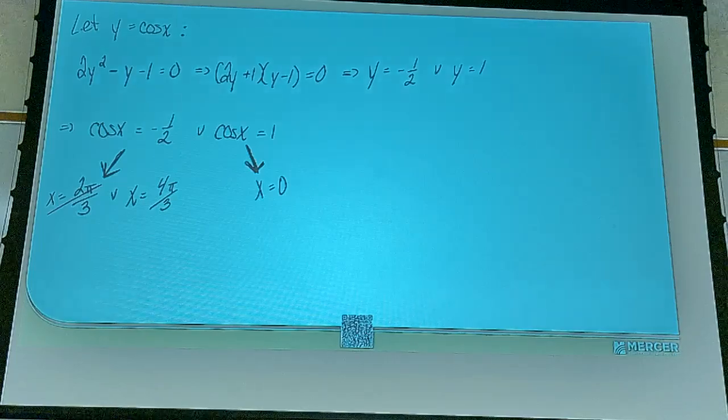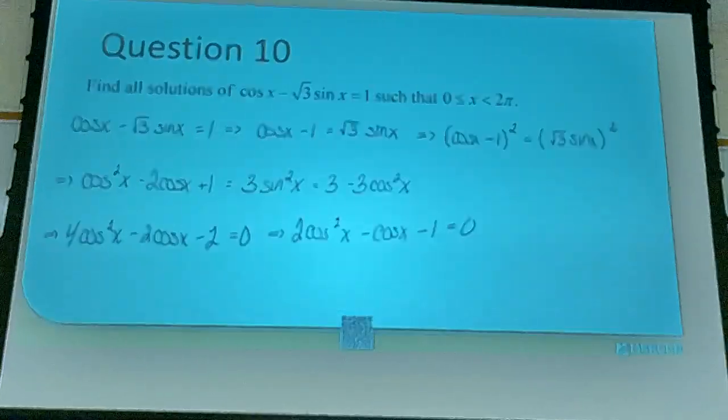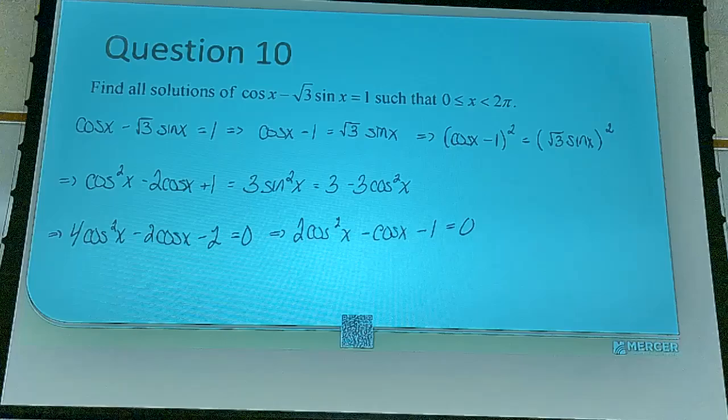So we can rule it out. Now check 4 pi over 3. Both sine and cosine are negative. You end up with a negative minus a negative. And that can't equal 1.